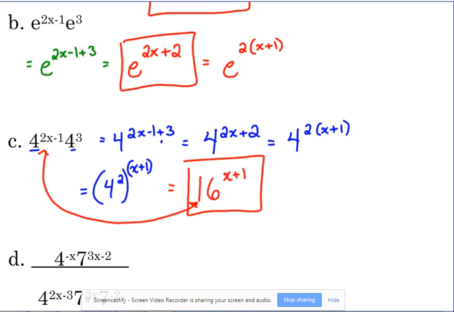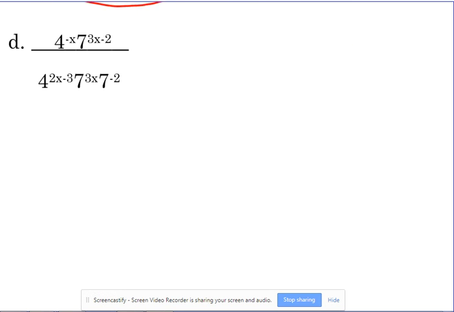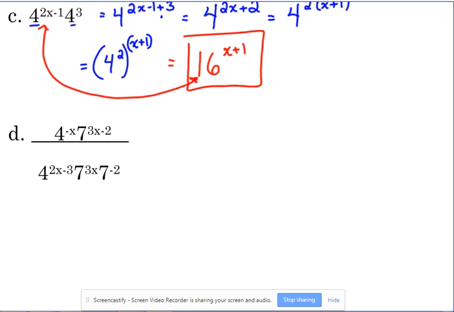Okay, let's keep going. One more, we're going to combine a bunch of properties here. Okay, so we've got bases of 4 and bases of 7. And it's all within a division problem. So there are a bunch of different ways that I could approach this problem. Does anybody want to tell me what they think that you would do first? Aaliyah? Okay, yep, let's do that.